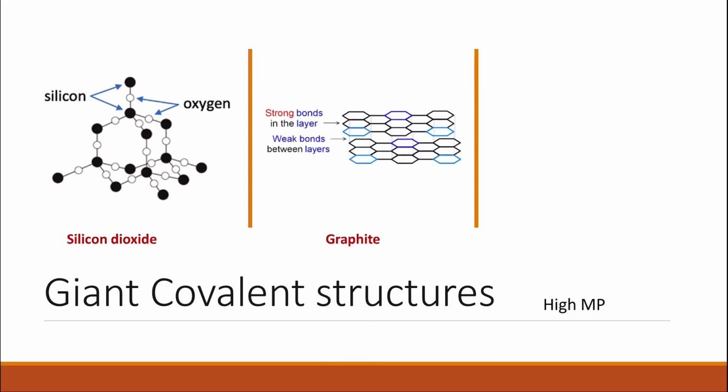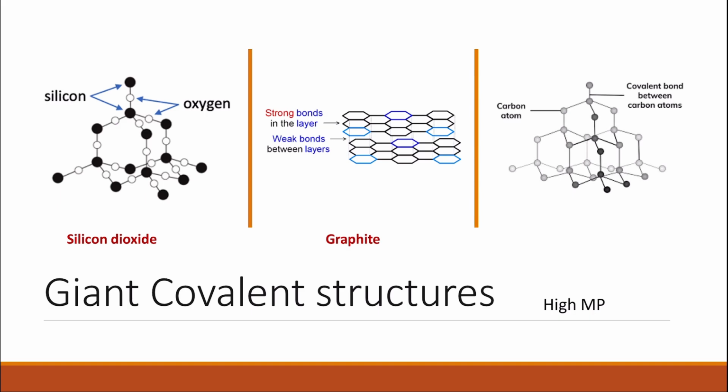Another example is graphite. Graphite is formed of carbon, in layers of carbon structure. Each carbon in each layer has three bonds with three different carbon atoms to form hexagonal structures, and these layers have a weak bond between them, in addition to the strong covalent bonds within the layers. And then we have diamond. Diamond is one of the giant covalent structures. Diamond also has a very high melting point.